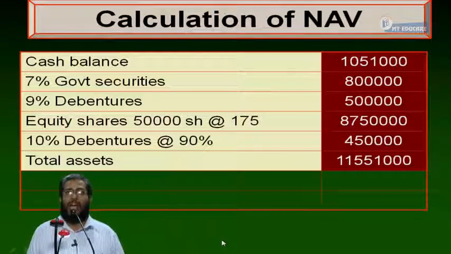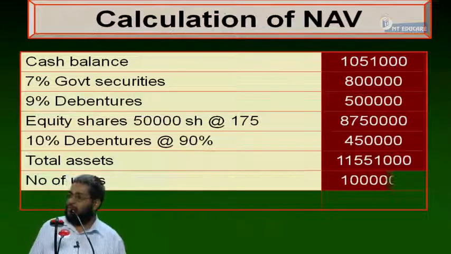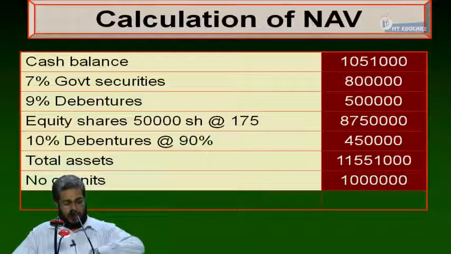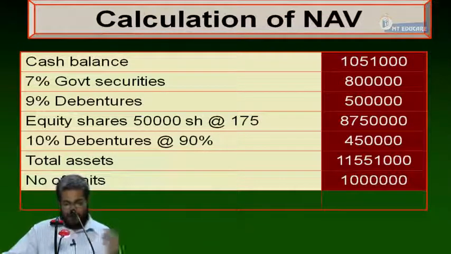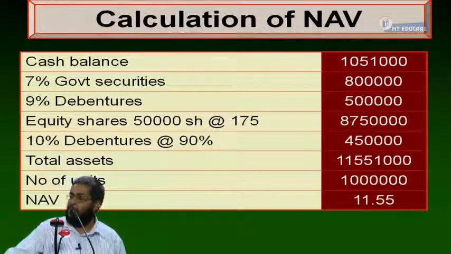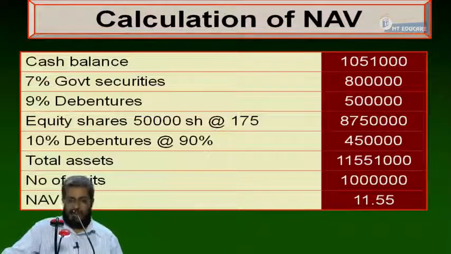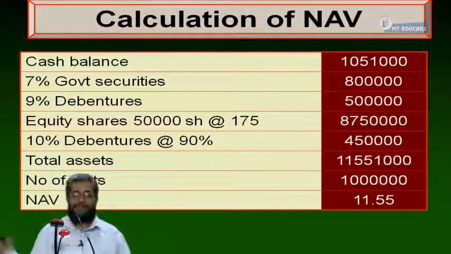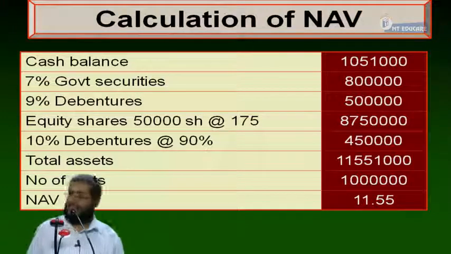This value is shared by how many unit holders? Number of units, 1 lakh. Sorry, number of units is 10 lakhs. What is the NAV? 11.55. The NAV is 11.55. Everybody understanding it or not?